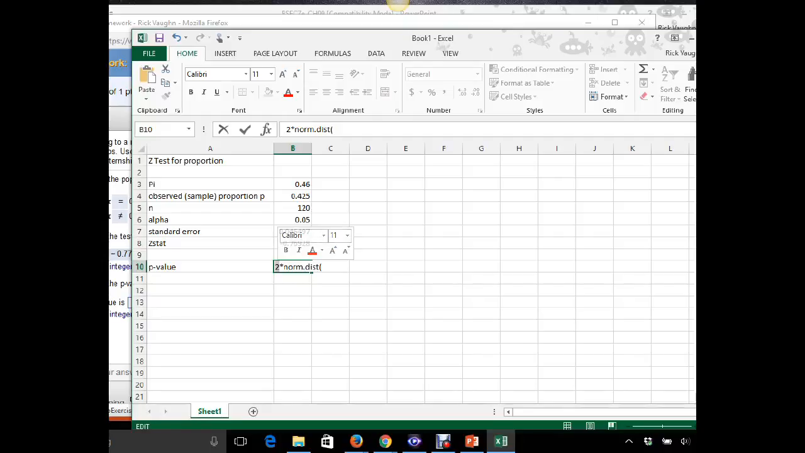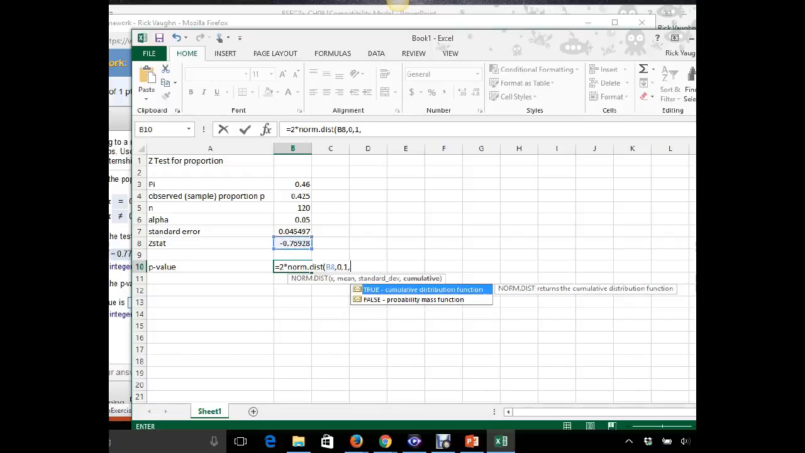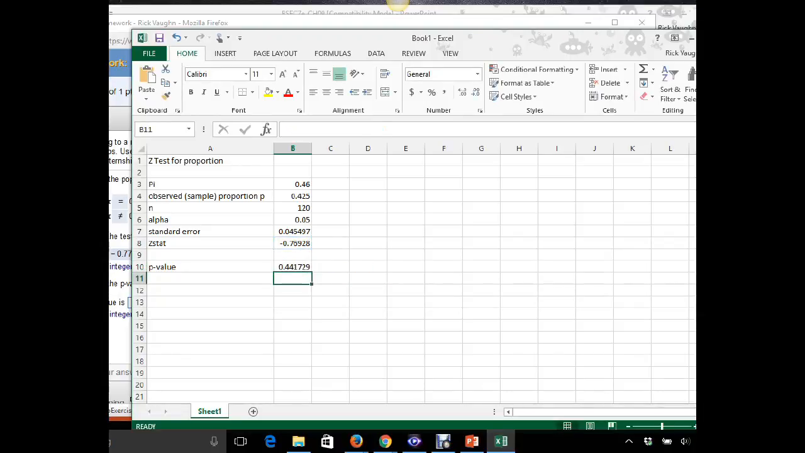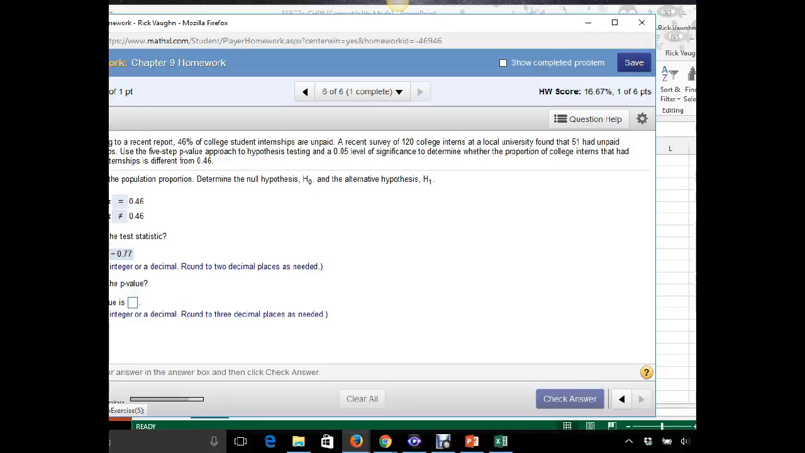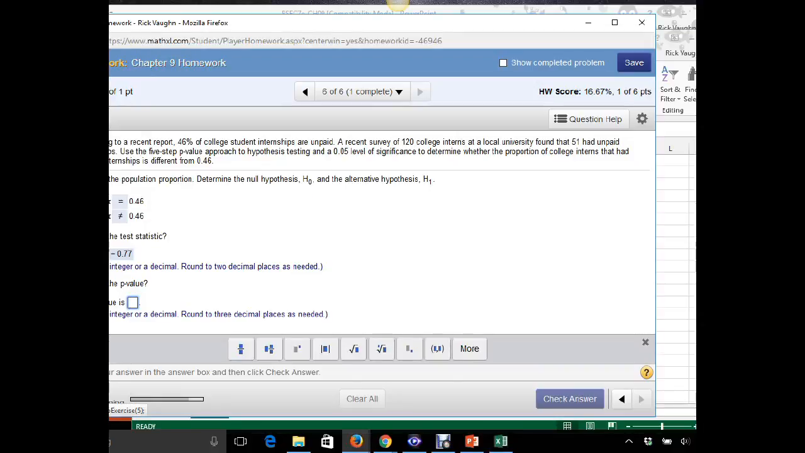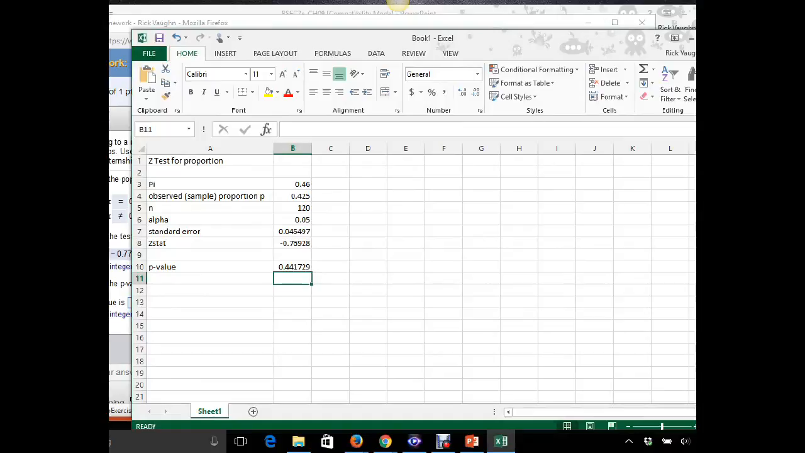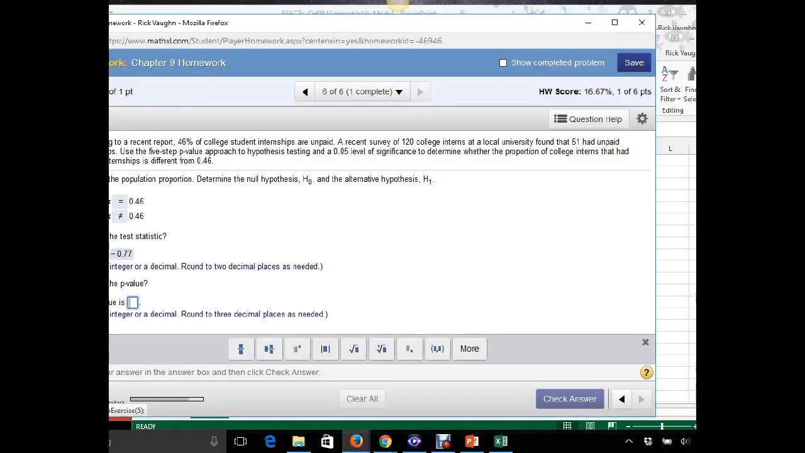Oh, I forgot the equal sign. Equals 2 times norm dot dist. We'll use the Z statistic with a mean of 0, standard deviation of 1, because it's the standardized normal distribution, and accumulate true. Okay, so our p-value is 0.44. They want 3 decimal places this time, 0.442.